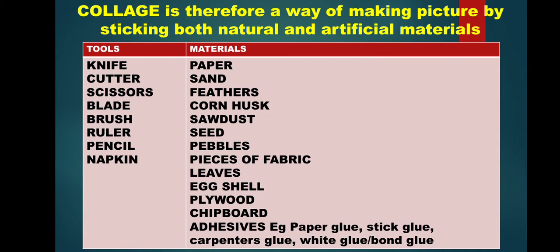The materials include your paper, sand, feathers, corn husks, sawdust, seed, pebbles, pieces of cloth, leaves, eggshell, plywood, chipboard. Then under adhesive, we have paper glue, stick glue, carpenter's glue, white glue, bond glue, etc. All these are basic tools and materials which one needs to obtain when creating collage picture work.